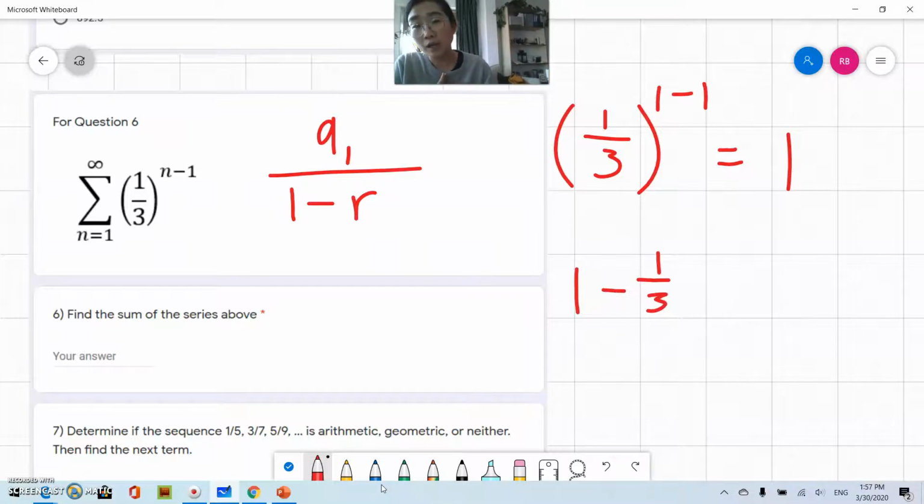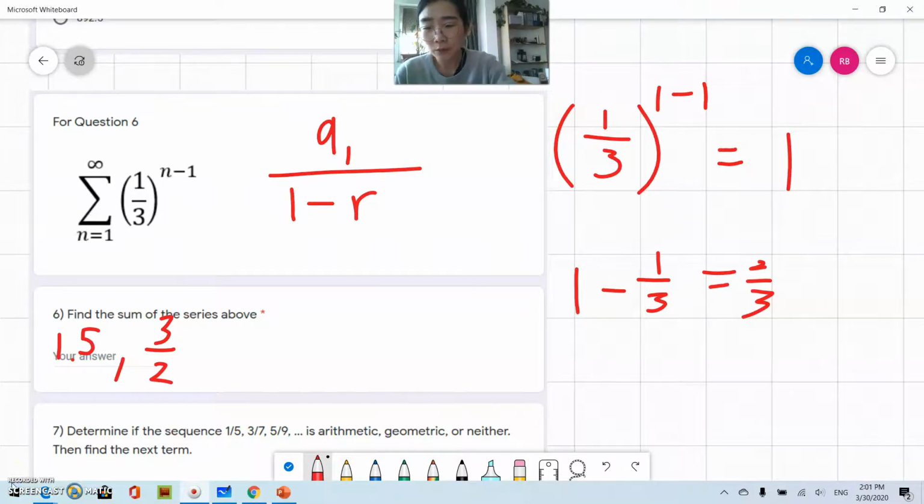1/3 is my r. How do I know that? Because if you calculate n equal 1 and n equal 2 and find a common ratio, it's going to be 1/3. So this is 2/3, so it's 1 over 2/3, which becomes 3 over 2, which is 1.5, or 3 over 2.